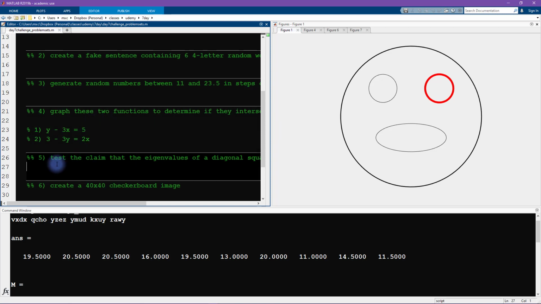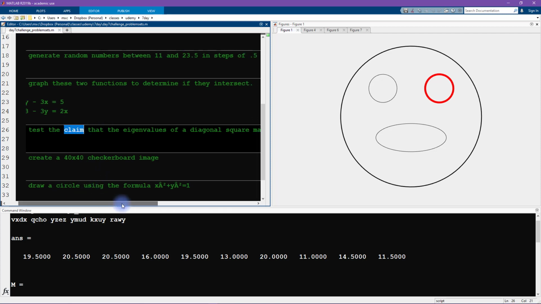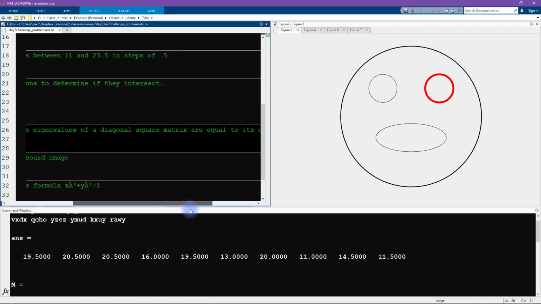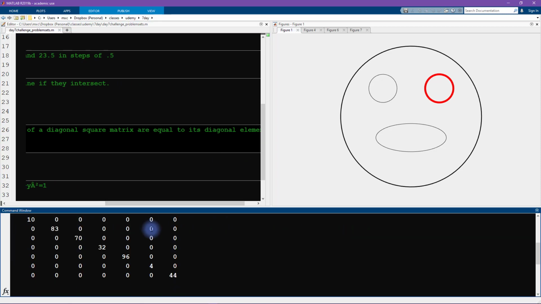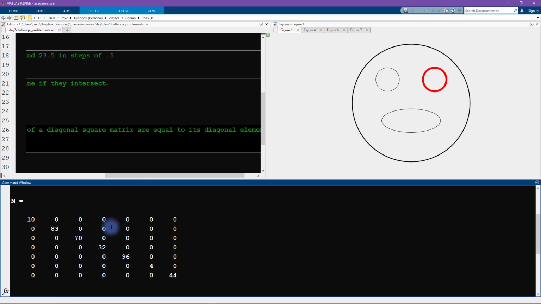All right, so then we get to exercise number 5. And that is to test the claim, which comes from linear algebra, that the eigenvalues of a diagonal square matrix are equal to its diagonal elements. So let's see, I have an example of that. So here you see an example of a diagonal matrix.